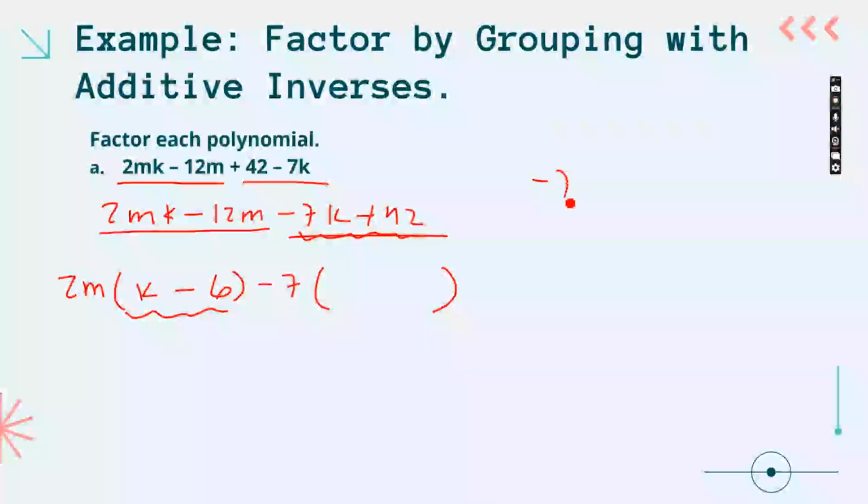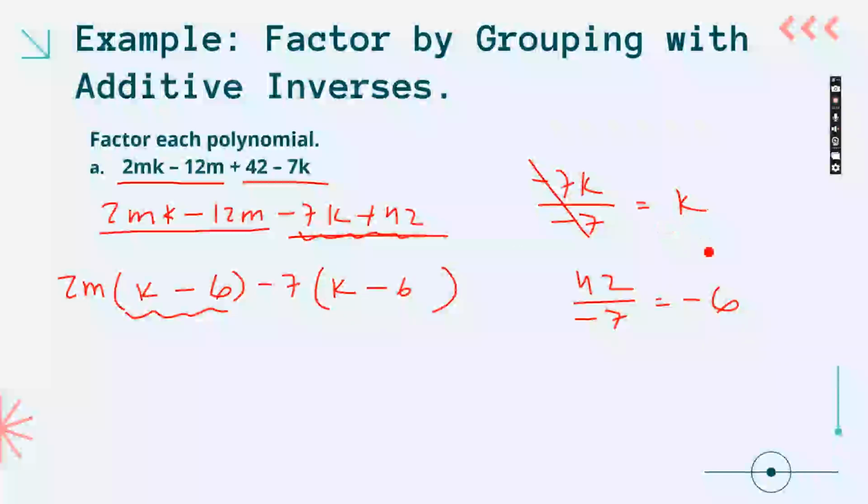So if we take negative 7k and divide it with negative 7, this should give us a positive k, right? Because negatives cancel out. Same thing here. If you take 42 and you divide it with negative 7, you should get not a positive 6, but in this case a negative 6. So if we were to rewrite our second group, we would get k minus 6, because that's what happens when we divide by negative 7. Which now gives us two common factors, right? K minus 6. So grouping up our 2m and our negative 7, we get 2m minus 7, while the common factor that they shared was k minus 6.